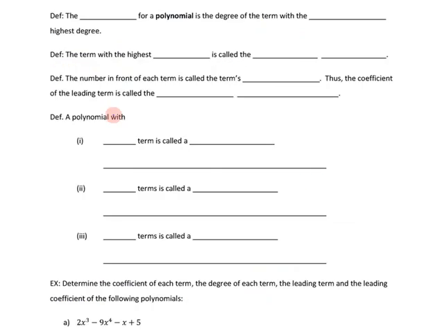Now we've talked about the degree for a term. If we talk about the degree of a polynomial, which will generally have several terms in it, what we mean by that is the degree of the term with the highest degree. Okay, the degree for a polynomial is the degree of the term with the highest degree.